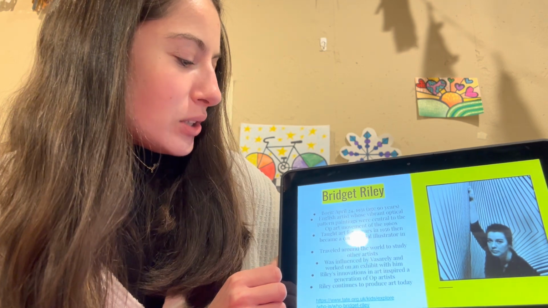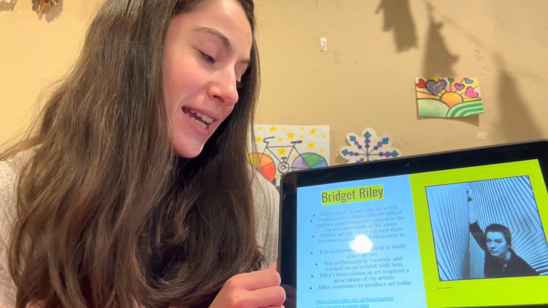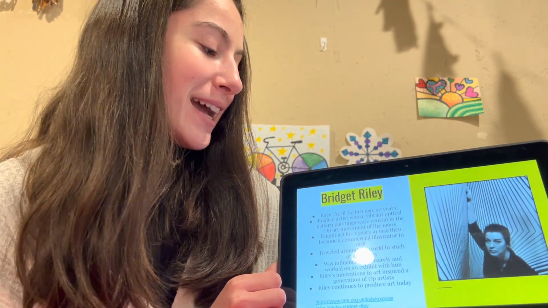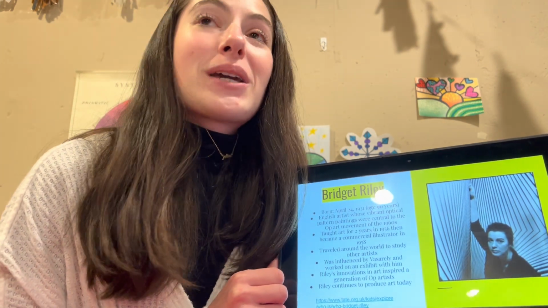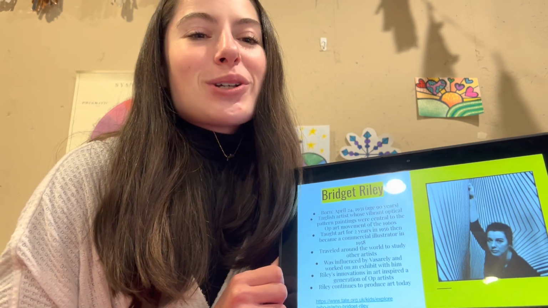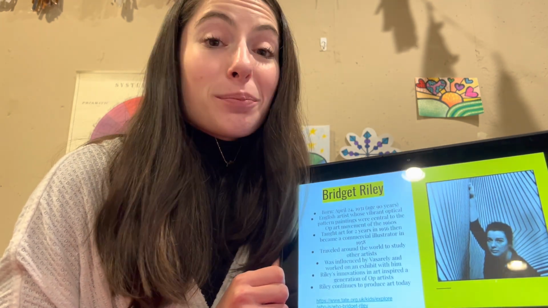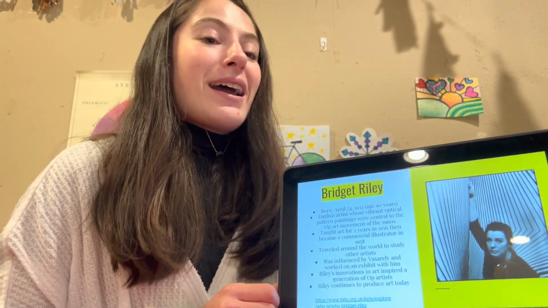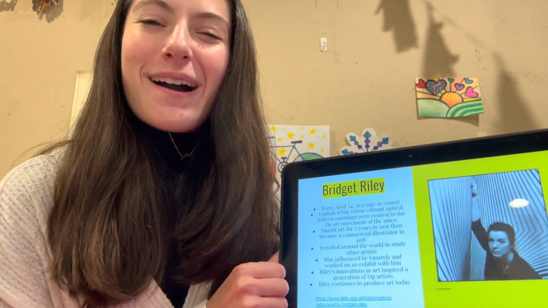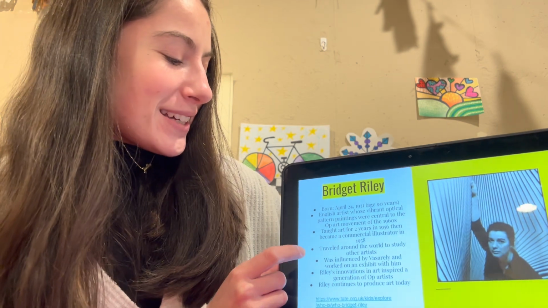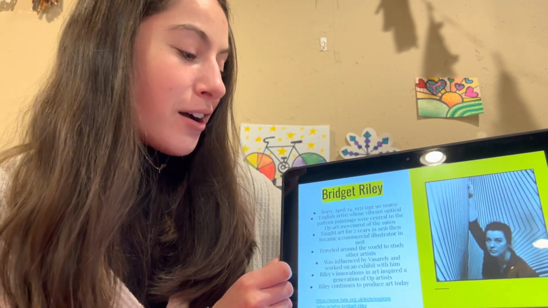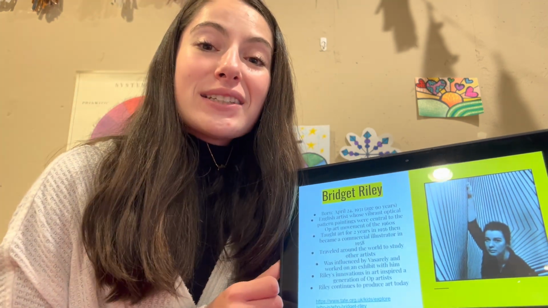Bridget taught art for 2 years in 1956, then became a commercial illustrator in 1958, and then became an artist full-time. So she shows how there's plenty of professions in the art world. There's so many options and ways you can make money through art. Once she became a full-time artist, she traveled the world to study other artists, to learn about their styles and how they painted.